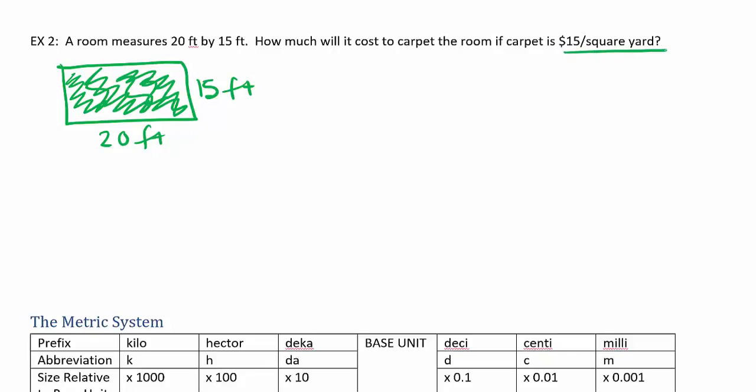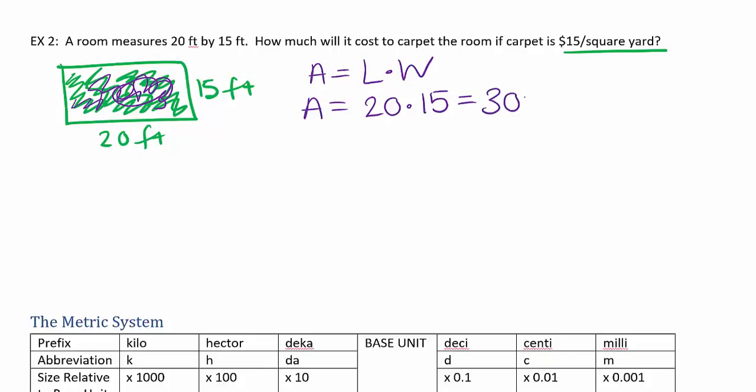So the very first thing I would do in this problem, because we're talking about the inside of the shape, that's the area of the shape, is I would start by computing the area of this room. Area of a rectangle is length times width, and so 20 times 15 is 300, and the units of area are always square units. That's 300 square feet.